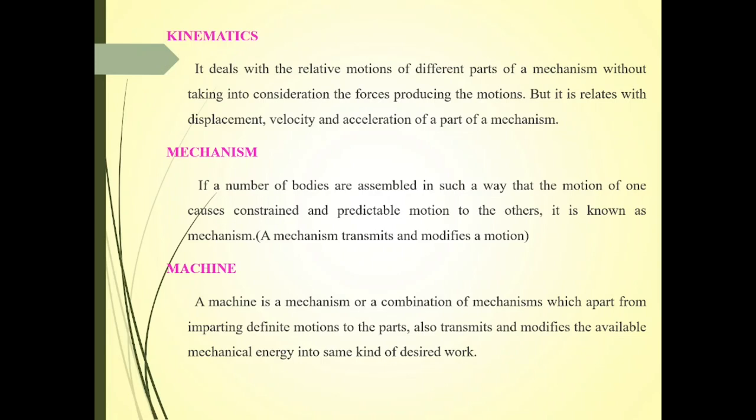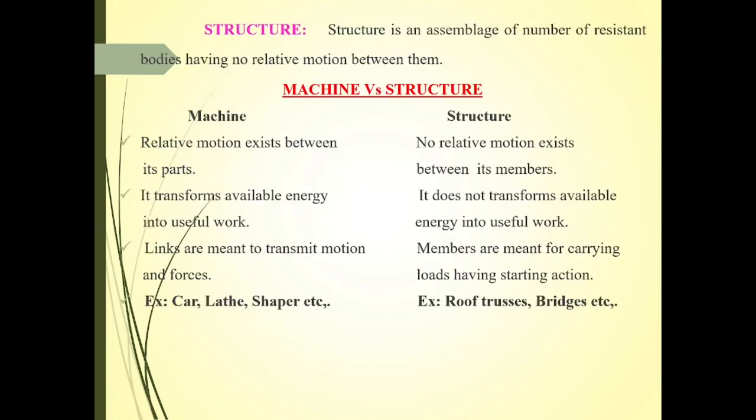Next one is machine. A machine is a mechanism or combination of mechanisms which, apart from imparting different motions to the parts, also transmits and modifies the available mechanical energy into the desired work. So all machines have some mechanism, but all mechanisms are not machines. Next one is structure. Structure is an assembly of a number of resistant bodies having no relative motion between them. The structure has no relative motion, but all mechanisms and machines have some motion.